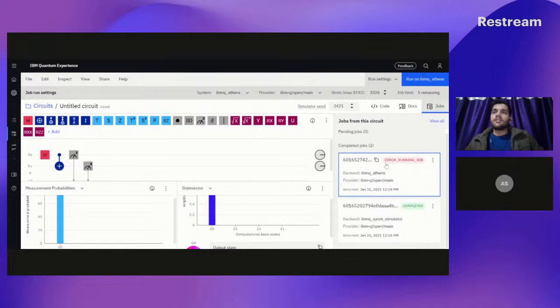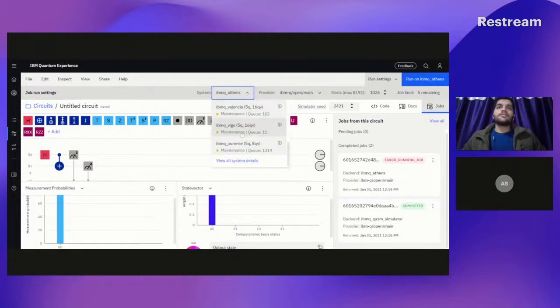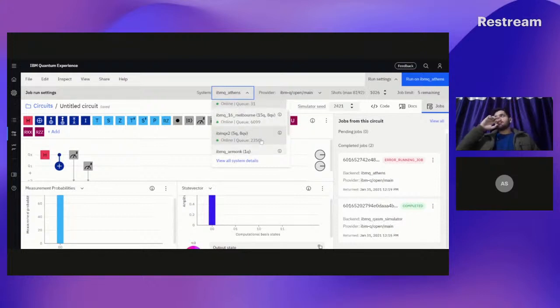Here you can see there's an error coming up. It is basically a problem with the system. These systems are very busy right now. You can try running them in like nighttime. At night it is quite unbusy, I guess. I tried yesterday night. Many systems were not busy at that time.